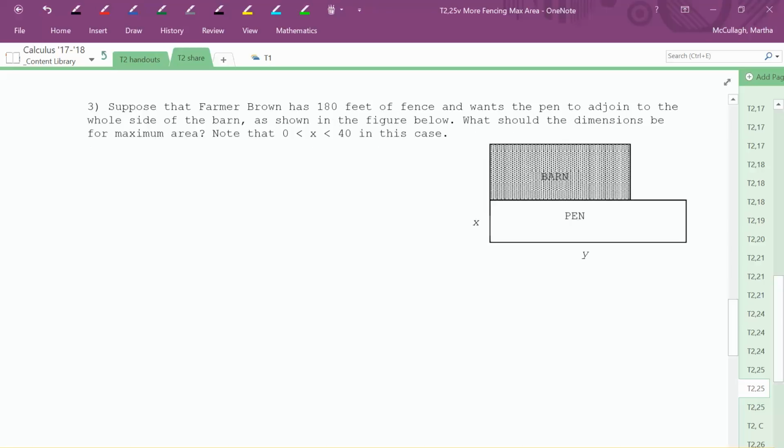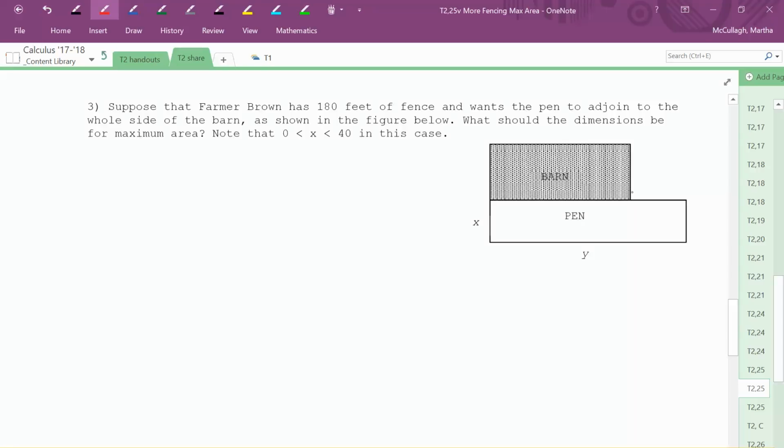Now, suppose that Farmer Brown has 180 feet of fence, more fence this time, and wants the pen to adjoin to the whole side of the barn. We want to use the entire side of the barn as shown in the figure below.